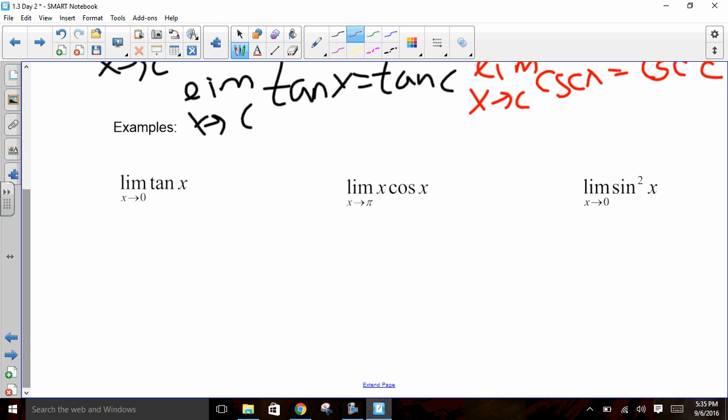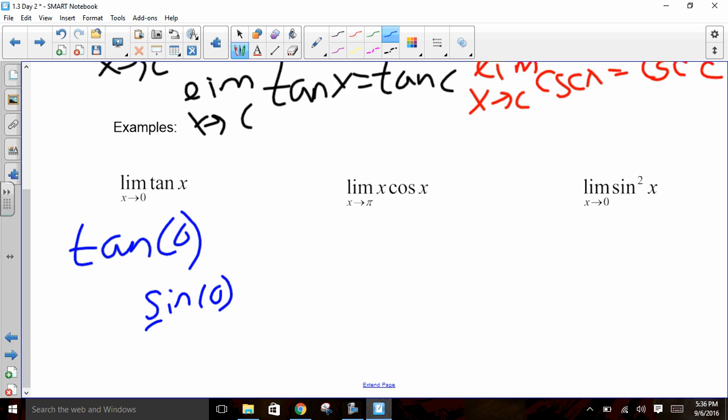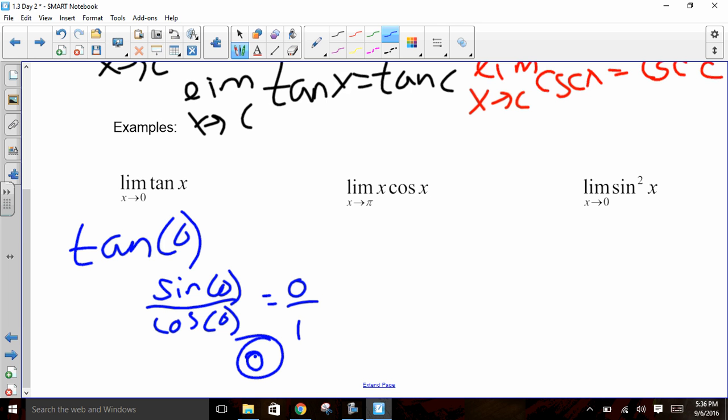The limit as x approaches 0 of tangent of x means that I can just plug in 0 for x, which if we don't know that off the top of our heads, or we don't have our handy dandy calculator, we can find the sine of 0, because we all know that chart, don't we? Because tangent is sine over cosine. So I can find sine of 0 over cosine of 0. Sine of 0 is 0. Cosine of 0 is 1. 0 divided by anything gives me 0.